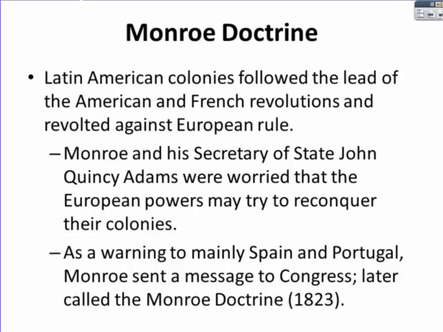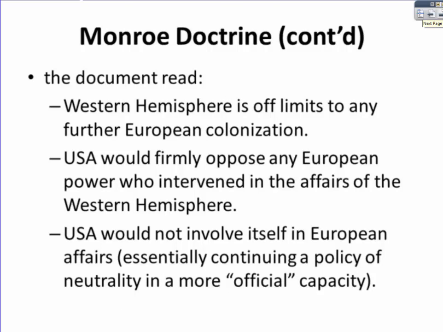This was in 1823. What the document said was that the Western Hemisphere is now off limits to any further European colonization. The U.S. would firmly oppose any European power that intervened in the affairs of the Western Hemisphere, and they are particularly focusing on Latin America here. It also went on to say that the U.S. would not involve itself in European affairs, which essentially was continuing the policy of neutrality in a more official capacity. Stay out of our side of the world, and we will stay out of yours. That is the message the Monroe Doctrine sends.